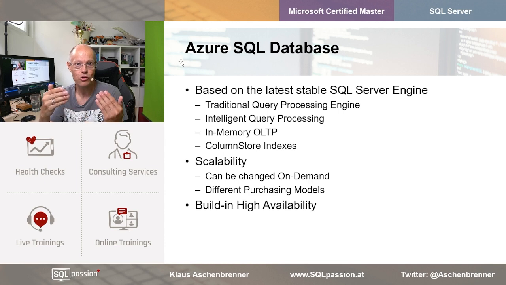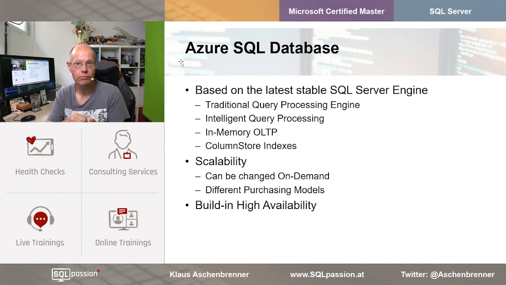So you have the traditional relational engine that we're already using since decades. You can use intelligent query processing. You have the possibility for more advanced features like in-memory OLTP. You can use column store indexes. So all the features that you have used in the past are also available within Azure SQL Database. The cool thing is that Microsoft has also built in scalability options. When you are deploying an Azure SQL Database, depending on how you have configured everything, very often you are getting a SQL Server availability group in the background, which provides you scalability and high availability.